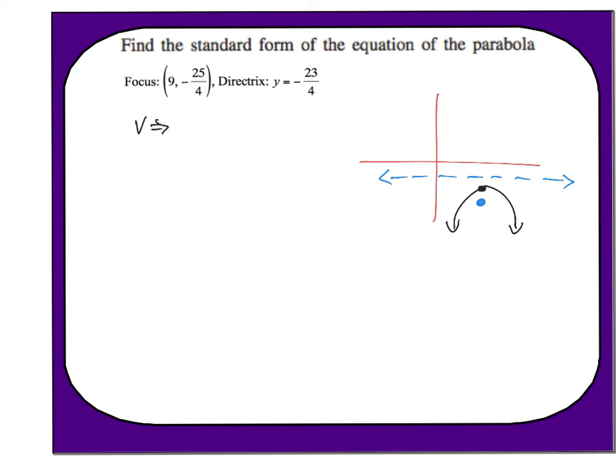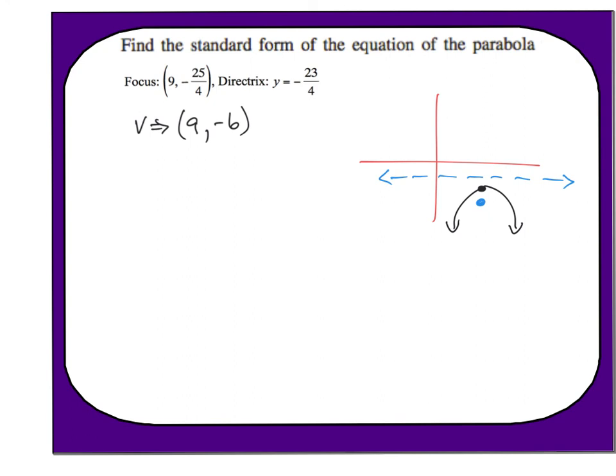So what's the x value of my vertex? 9. All right. Okay, it's still going to have the same x value, but what's going to be the y value? It's going to be in the middle of those. So what's in the middle? Negative 24/4, which we know as negative 6. And so there's my vertex.